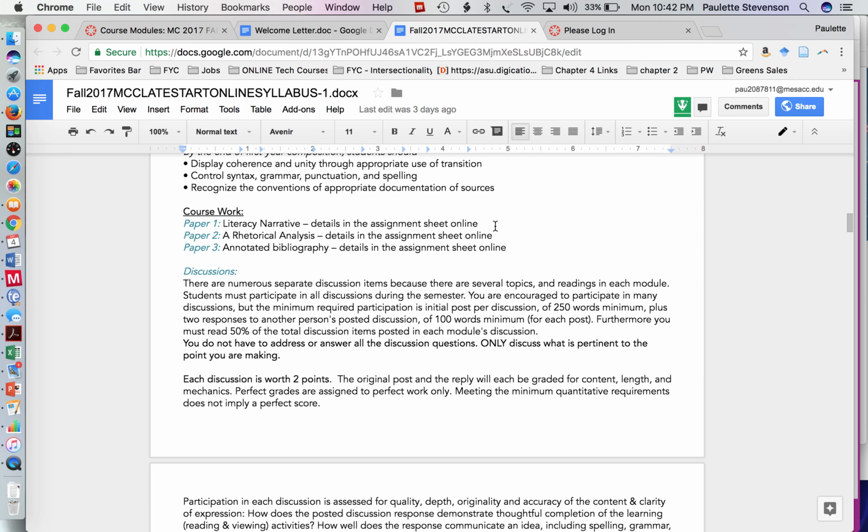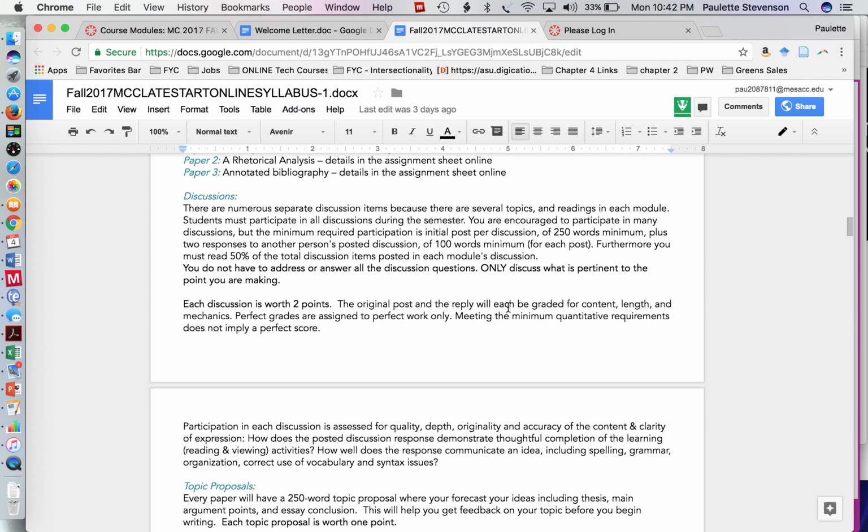So in this class, we go through the entire writing process so that by the time you turn in any of these 3 final papers, you have had a lot of input from a lot of different people, and you've gone through the process of writing. So those are our major things that we do in this class, these 3 papers.